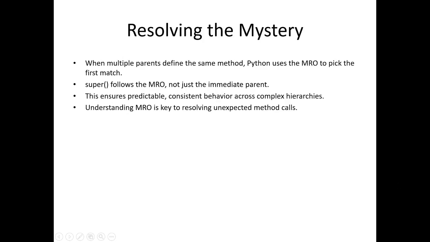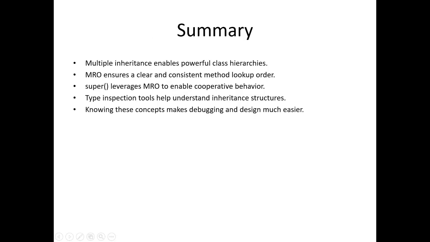Here we have resolving the mystery. When multiple parents define the same method, Python simply looks at the MRO and picks the first match. Then super uses the same order, moving to the next class in the MRO rather than a single parent. Understanding this explains why certain methods are called even when it seems like they shouldn't be. This mystery disappears once you understand how Python works the MRO chain. To summarize, multiple inheritance enables powerful class hierarchies. MRO defines a consistent method lookup order, avoiding ambiguity.